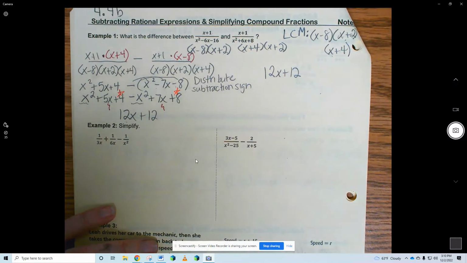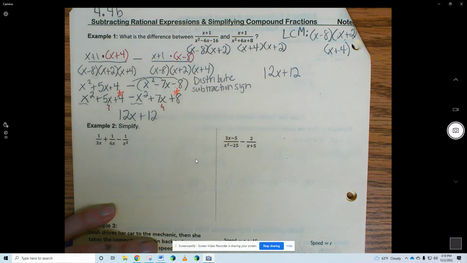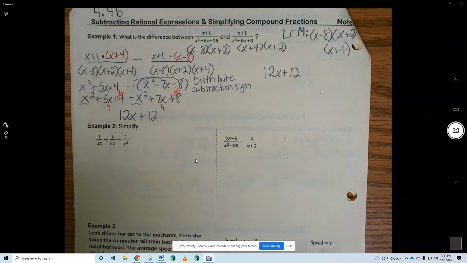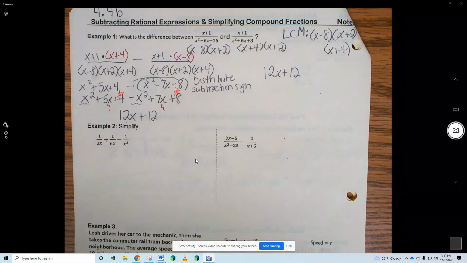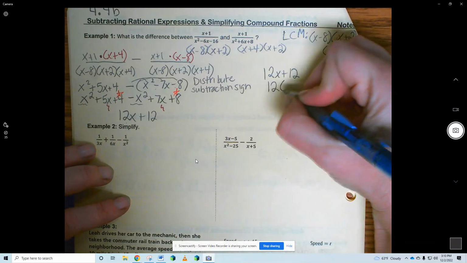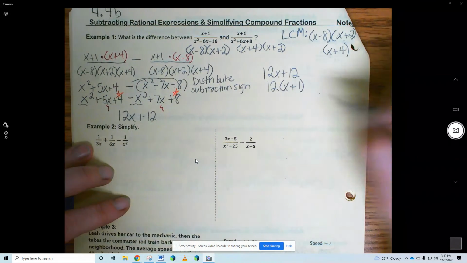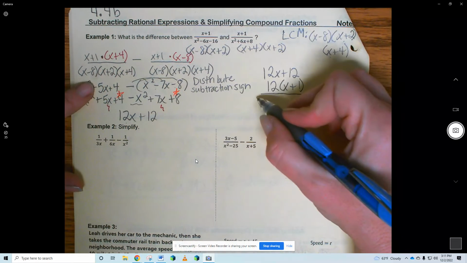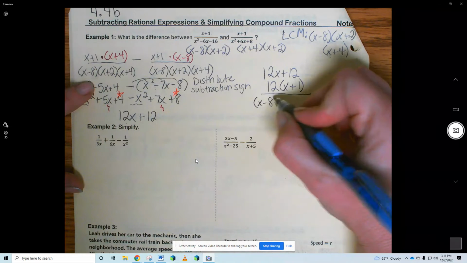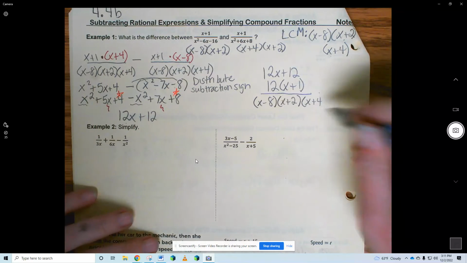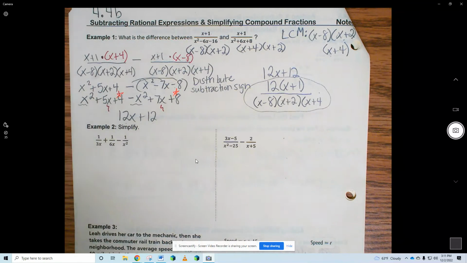Can I factor that or simplify that? Is it done? Can I do anything with 12x plus 12? Take out the 12. Now that I'm fully simplified on top, I can finally rewrite my denominator, which was the x minus 8, x plus 2. Final answer is that. Okay.